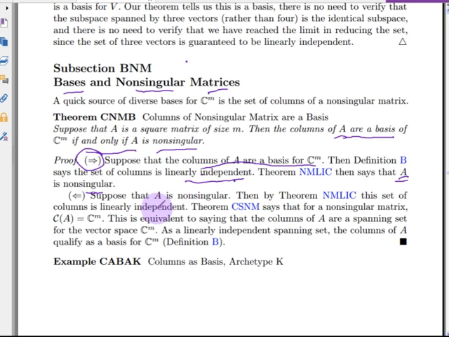On the other hand, suppose A is non-singular. Then we know that the columns are linearly independent. And we know that for a non-singular matrix, the column space spans the entire vector space. So that means the columns of A are a spanning set, and they're also linearly independent, so they form a basis.